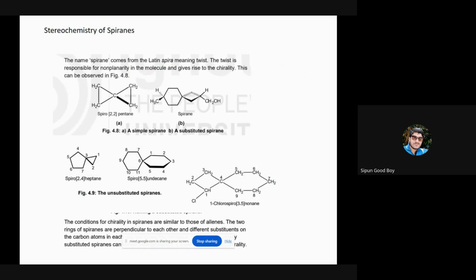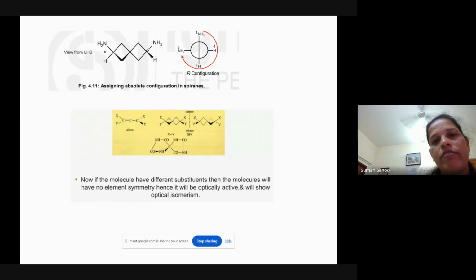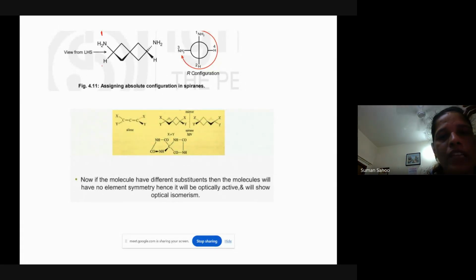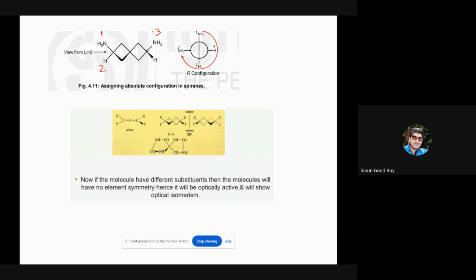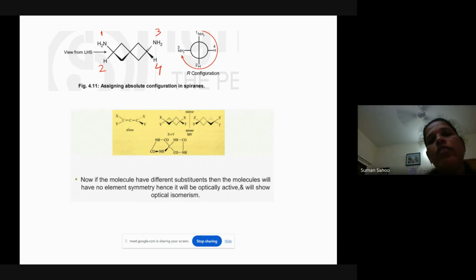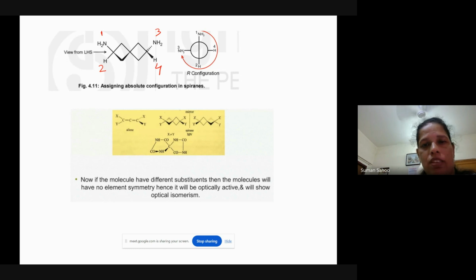Again, whenever you have hydrogen, just see here we have hydrogen. We are viewing from this side and we have an NH2 group, so hydrogen will be given priority number 2, and this hydrogen will be given priority number 3, and this hydrogen will be given priority number 4. Then you have to do it like this.